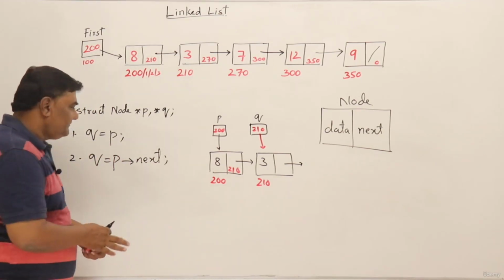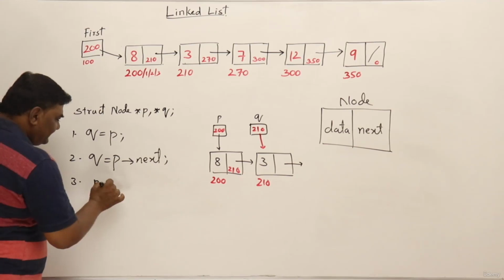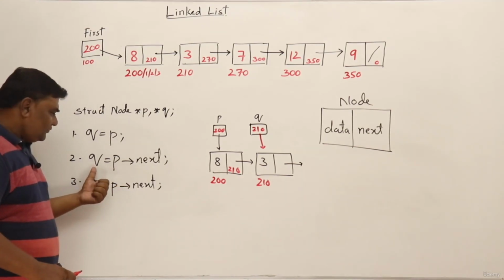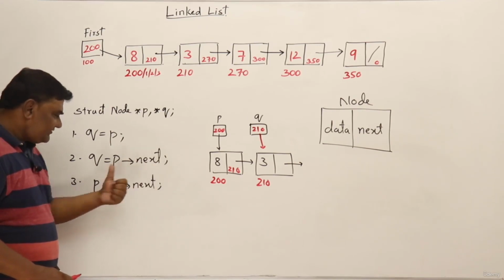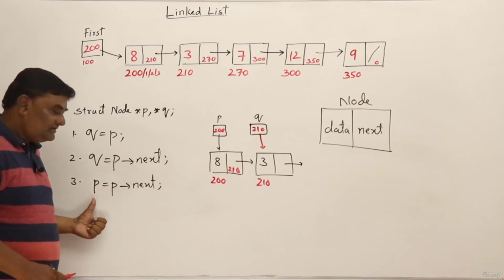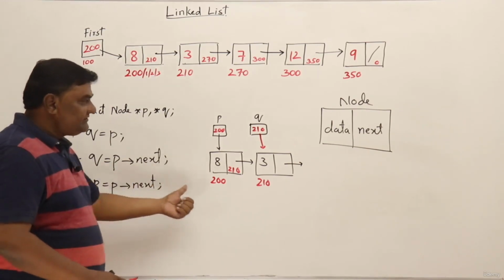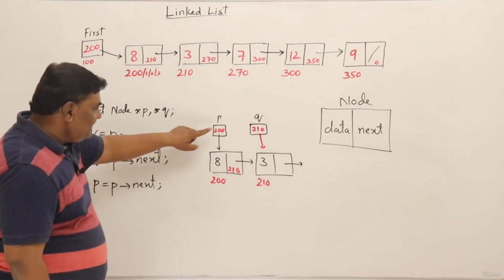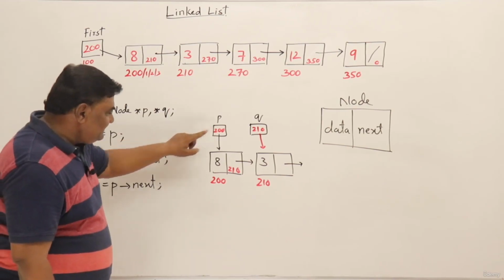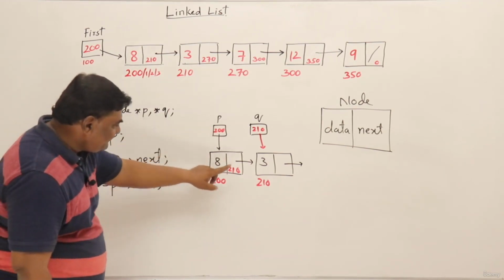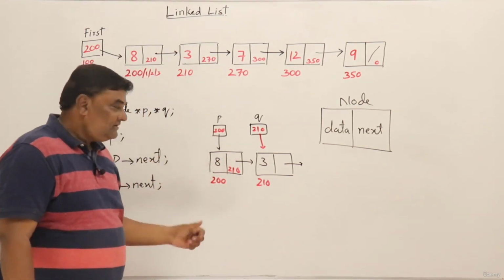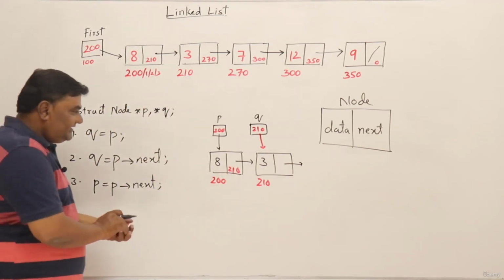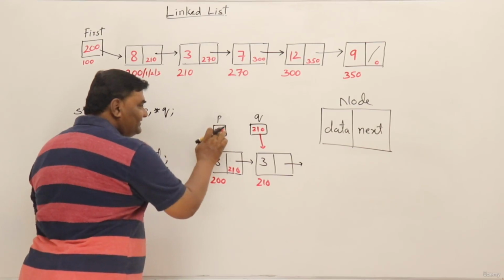Then one more statement. If I say P assign P is next, like we have already seen, let Q point on the next node of P. So here, what is the meaning of this? Let P point on the next node of P. P is 200 right now. P is next means this one. What is the value there? 210. So that 210, where should it be stored? It should be stored in P. So this value should be taken and kept inside P.